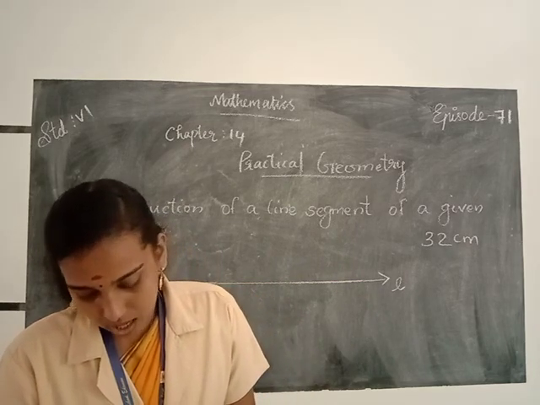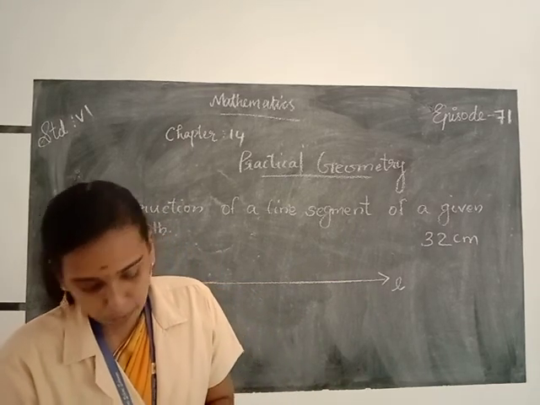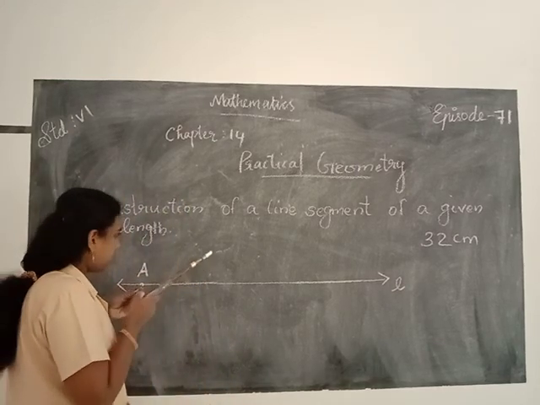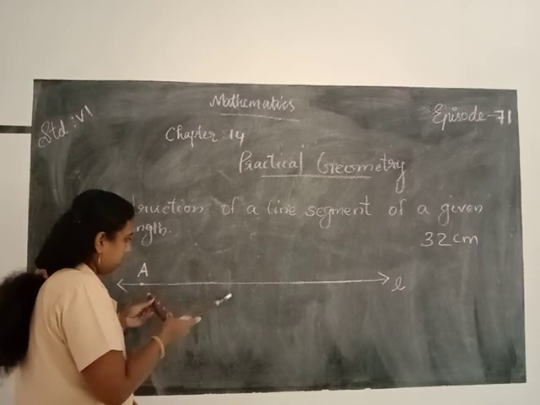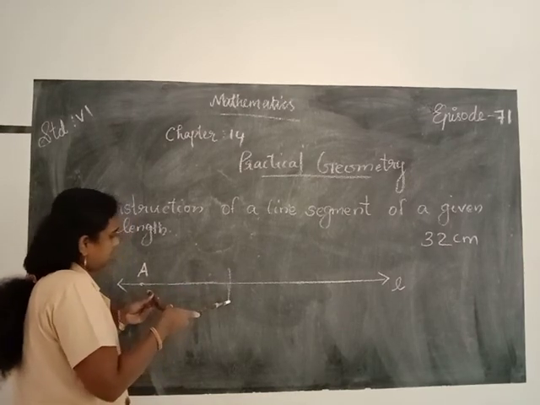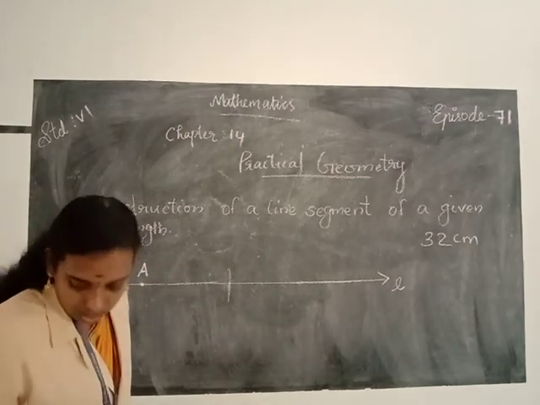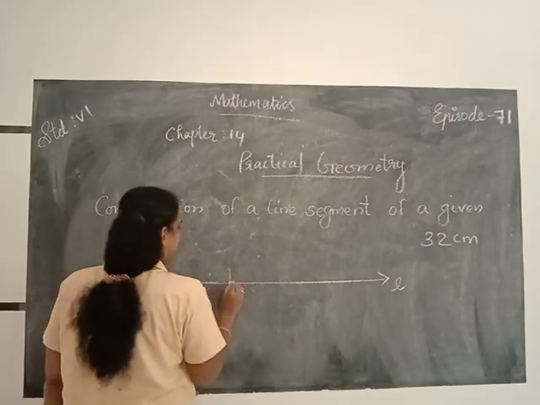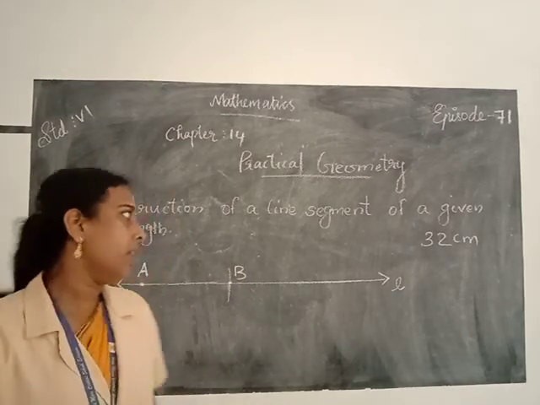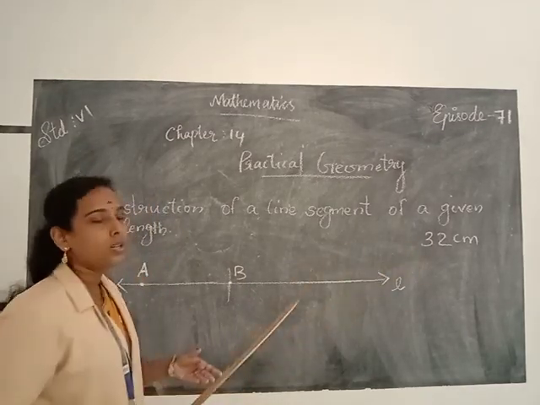And without changing the length of the compass, place the pointer on A and swing an arc that cuts the line N. So here draw the arc and mark the point B. So we get the line segment AB with length 3.2 centimeter.